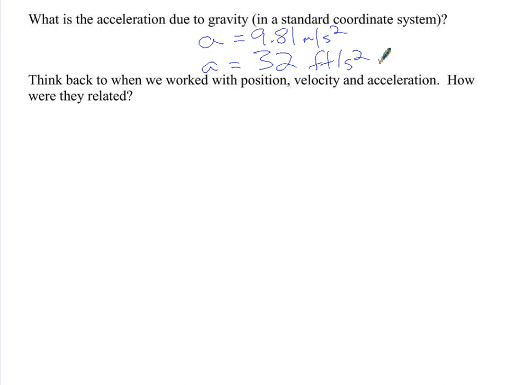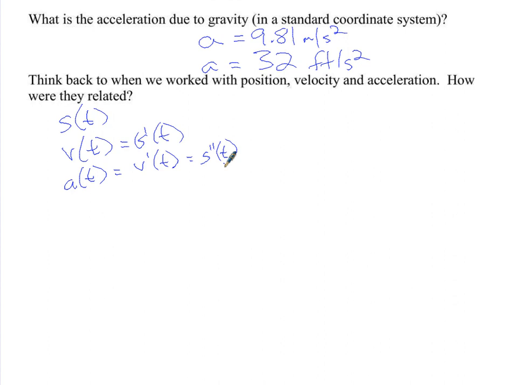Okay, so the notation we used for position was s of t. And then velocity was s prime of t. Acceleration was the derivative of the velocity, which means that must be s double prime of t, right?